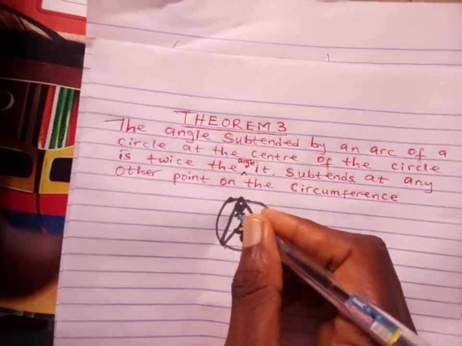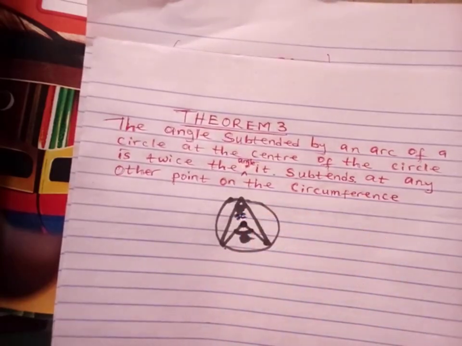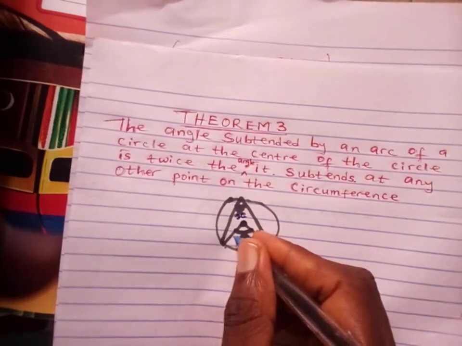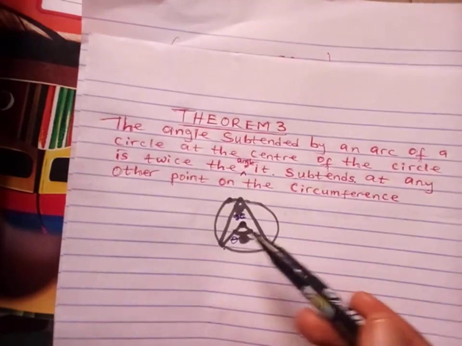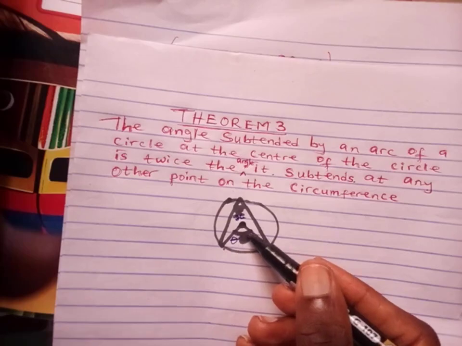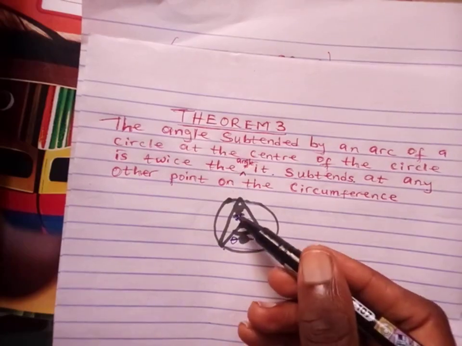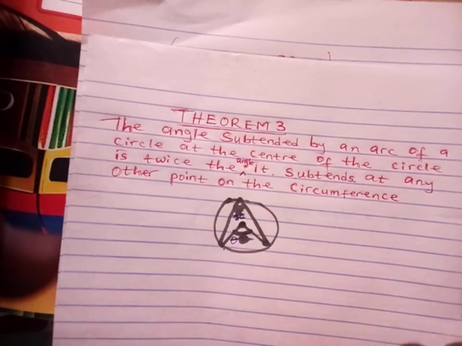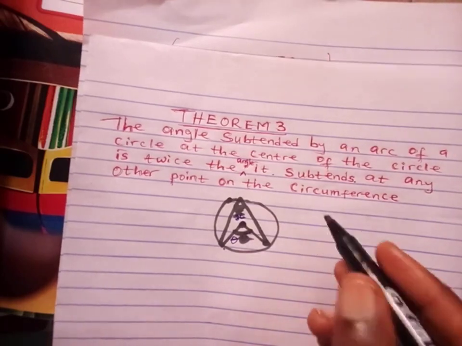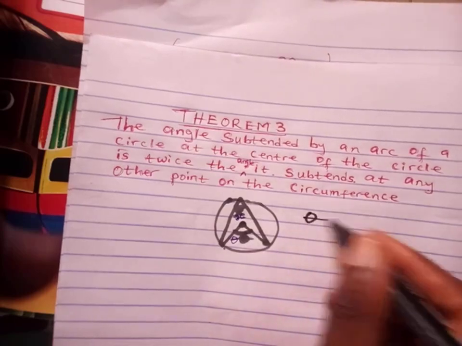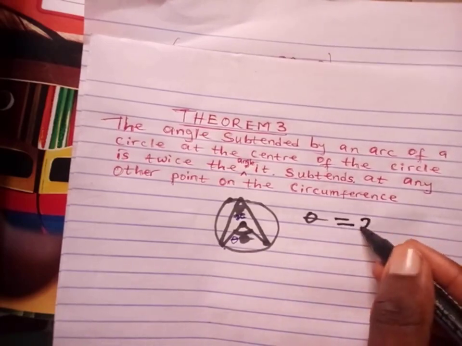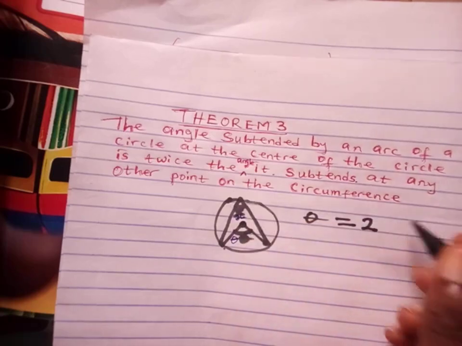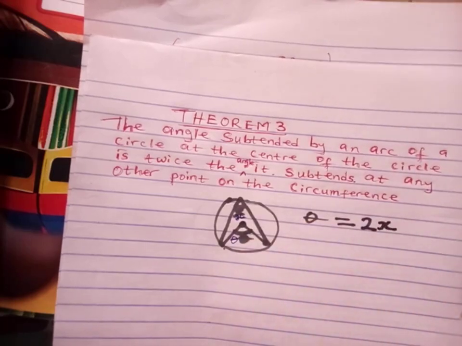We have x that is formed here, and the angle that is formed at the center, we'll call it theta. So what is this law saying? The law is saying that the angle that is formed at the center is going to be 2 times the angle that is formed at the circumference. It means that the angle theta, which is formed at the center, is going to be equal to twice, that is 2 times the angle at the circumference, 2x.